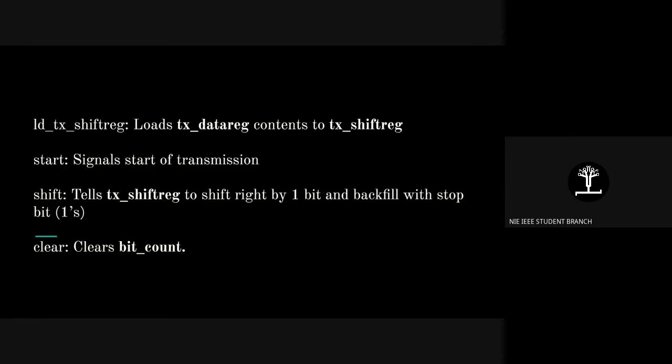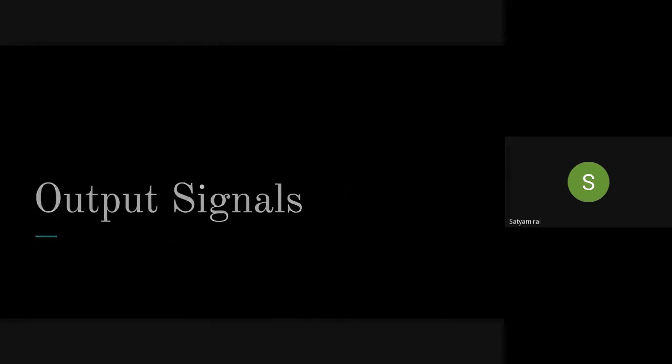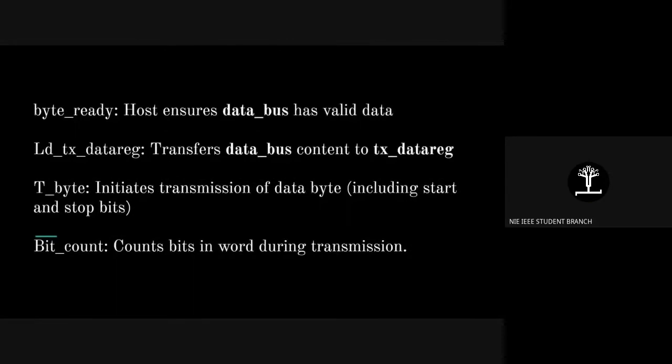Also, from the data bus, it gets loaded in parallel to the data register, using the second input signal, which is load. It just loads the data from the data bus into the data register. From the data register, it's a parallel transmission to the shift register. From the shift register, it's a serial transmission to outside, wherever it has to go.